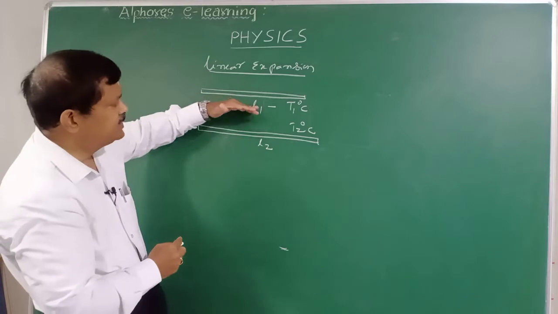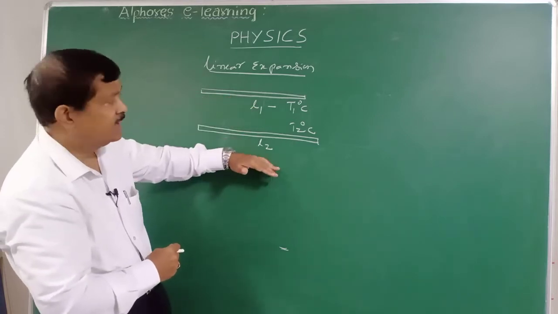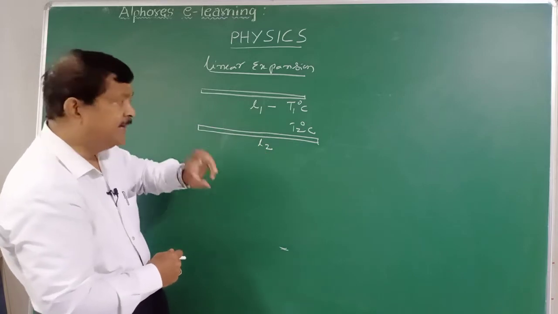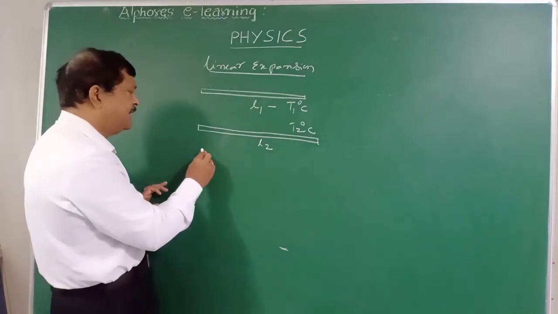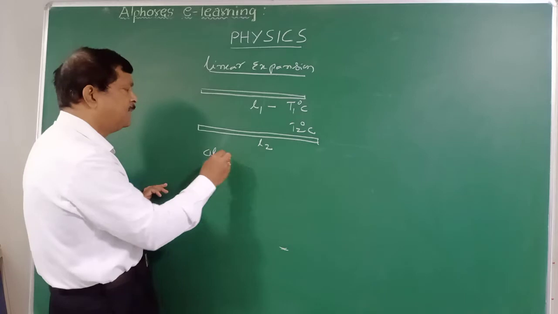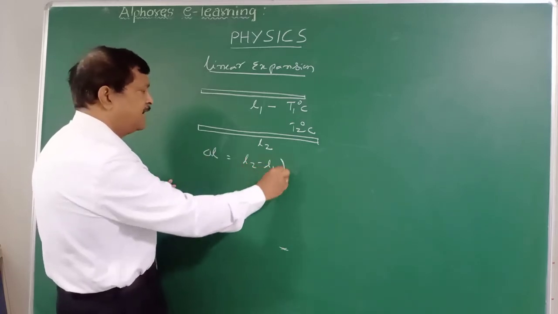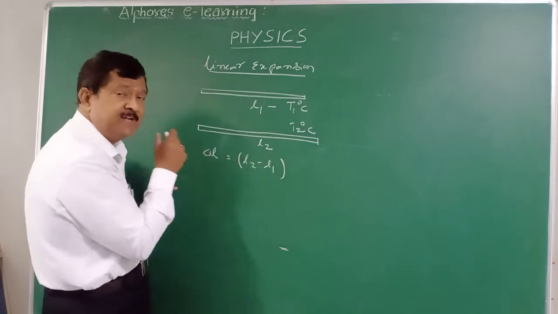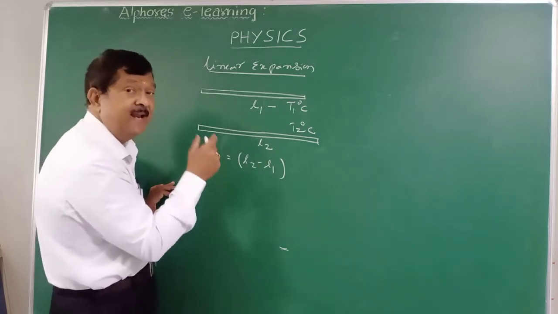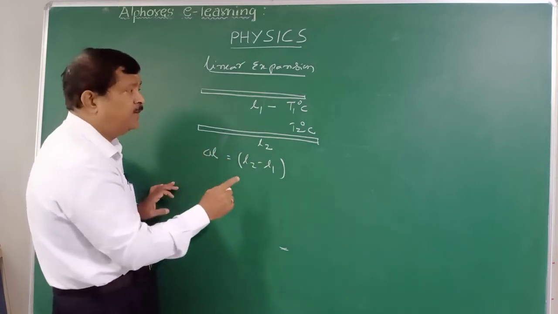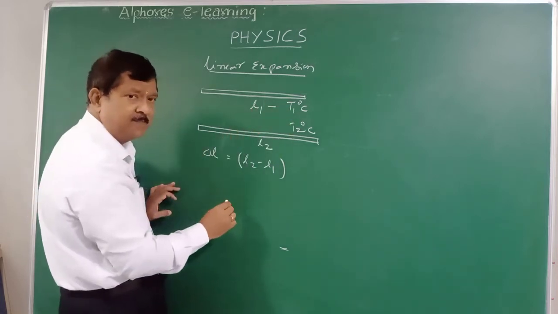So L1 is the initial length and L2 is the final length corresponding to a change of temperature from T1 to T2. So in this process, the change in the length of the body is L2 minus L1. This is called expansion. This is known as linear expansion. So this linear expansion delta L is produced because of change in temperature.